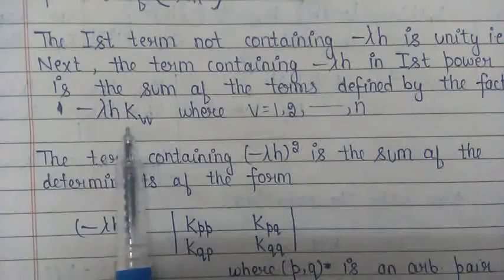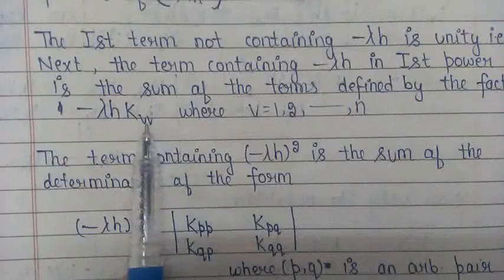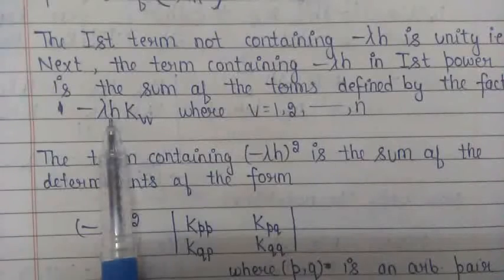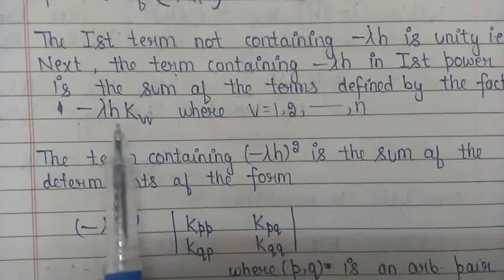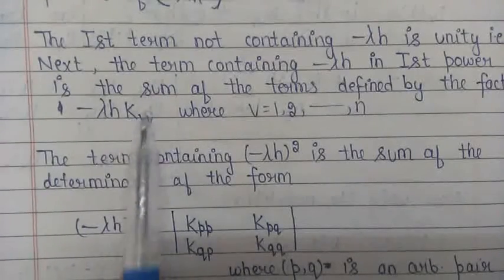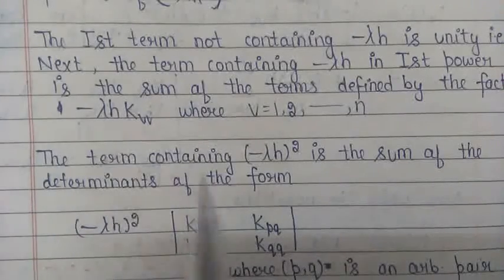The factors of this type are minus lambda h kvv. Here v varies from 1 to n, because the first term which contains minus lambda h in one power is minus lambda h k11, the next is minus lambda h k22, and the last is minus lambda h knn. So in general we have used the symbol kvv. This type of terms are the terms which contain minus lambda h in one power.